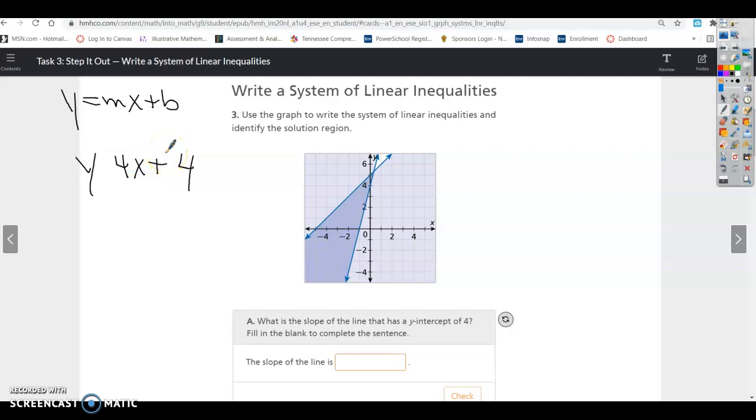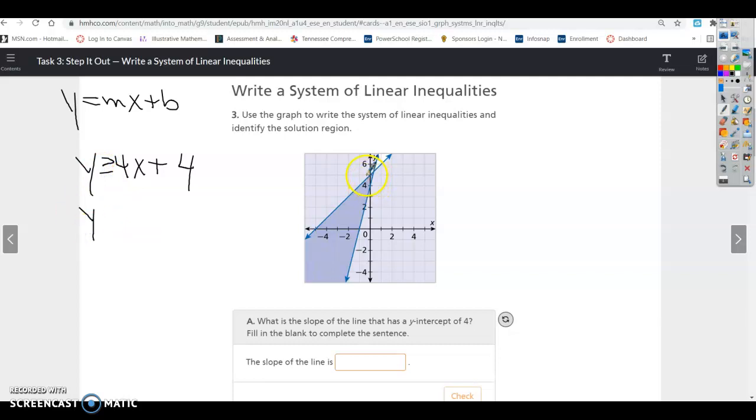And I can tell that it looks like it's shaded above this line. So it would be greater than, and because it's a solid line, it's going to be greater than or equal to. Now we're going to do the same thing for the other one.